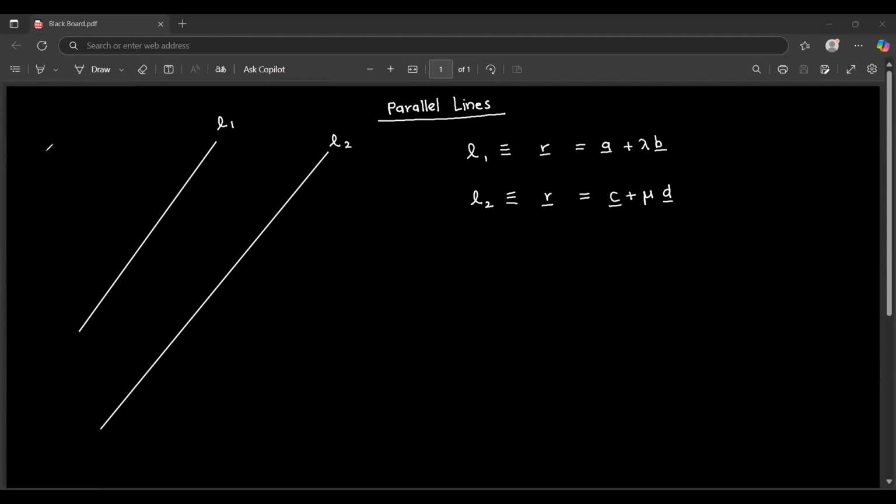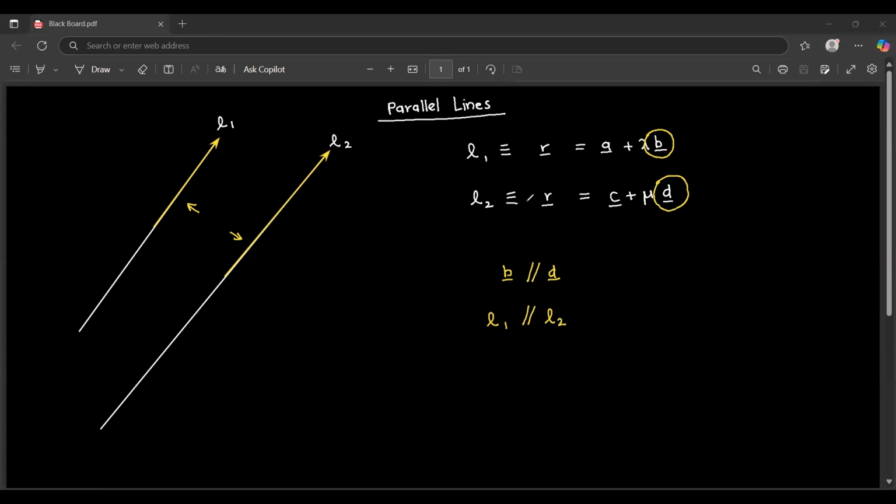Well, consider the direction of L1. We can see the direction of L1 is like this, and the direction of L2 is kind of like this. But the thing is, if these two directions are parallel to each other, we can definitely say L1 is parallel to L2. So what is the direction here? Well, we have the direction vector in each line. If you can prove b is parallel to d, then you can definitely say L1 is parallel to L2. This is how you can prove parallel lines.